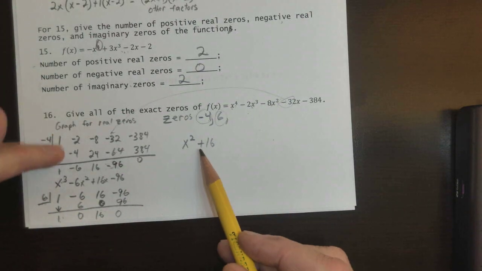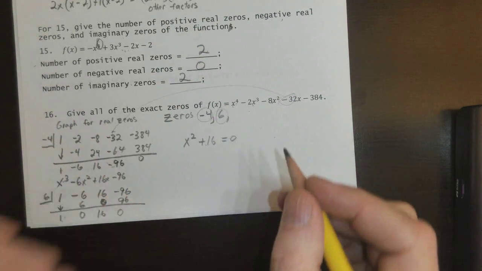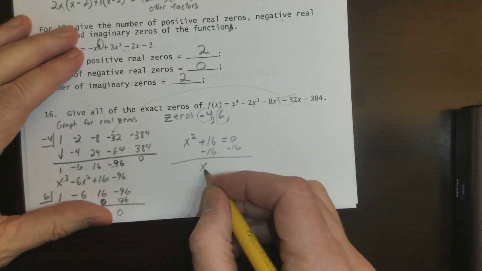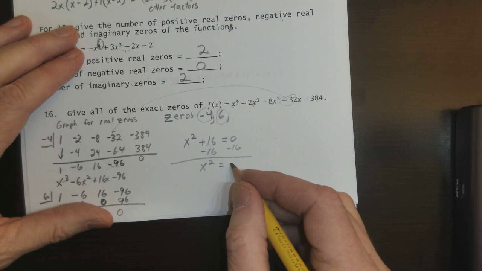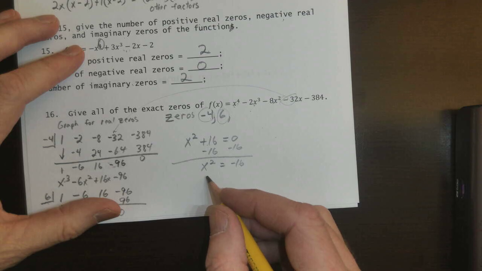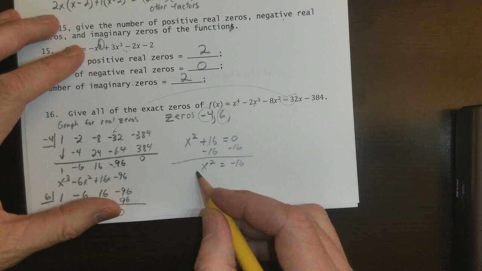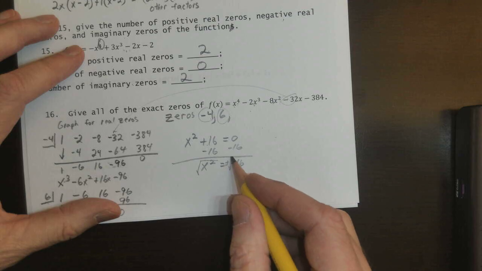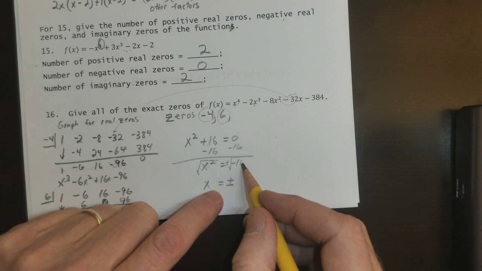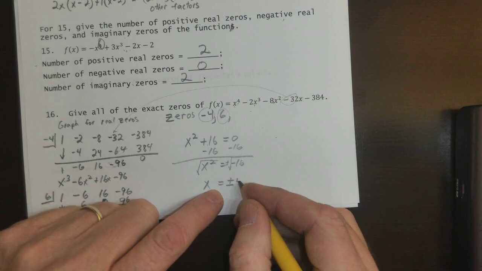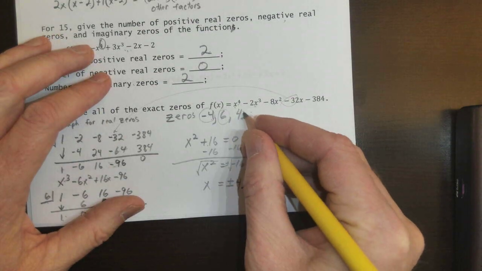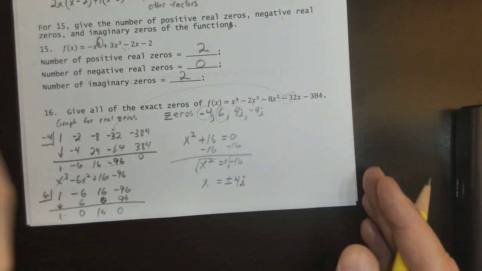To find the other two zeros, I take this one, I'll set it equal to 0, and I'm going to solve. I'm going to subtract 16 from both sides. Got x squared equals -16. When I solve here, I'm going to take the plus or minus square root. So x is equal to plus or minus. Now the square root of 16 is 4. The square root of -16 is 4i. So I have 4i and -4i as the other two zeros there.